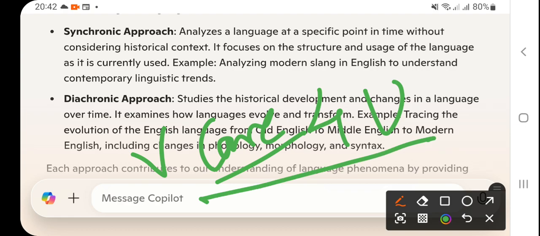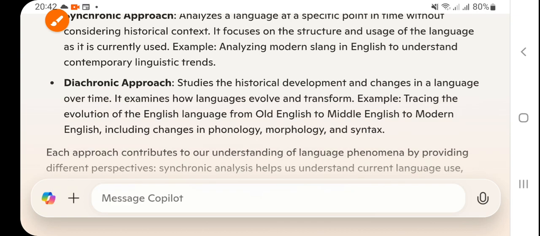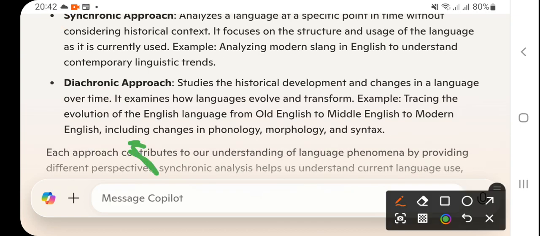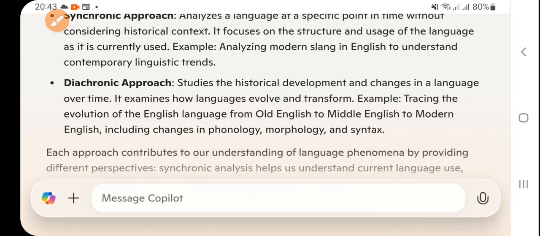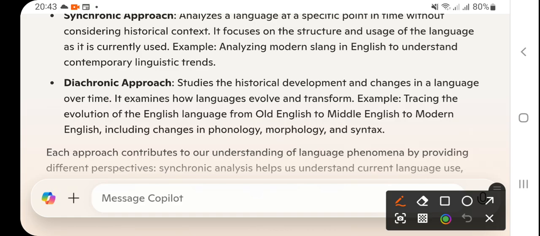Right now such language, SMS language, you can discuss in synchronic. And then analyze the market: newspapers frequently use these terms, abbreviations and all. So the same example you can give. And then analyzing modern slang in English to understand contemporary linguistic trends. That's what is going on right now. Many slangs we use.